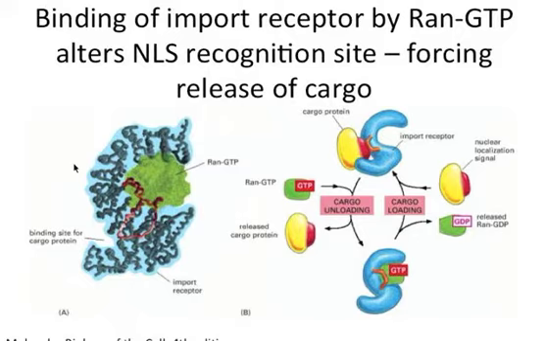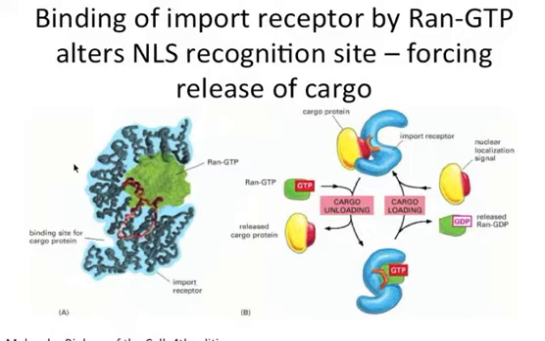Anyways, so this is where we stopped. We were talking about import of proteins into the nucleus by importin, an import receptor, recognizing the NLS in a protein, the nuclear localization signal, and how RAN GTP allows for release of that cargo once it gets to the nucleus. And this is how it works.